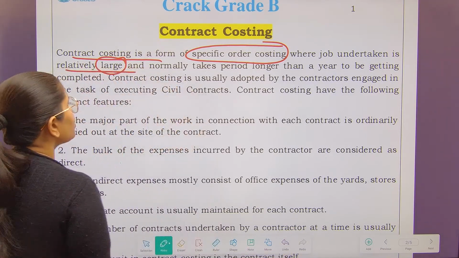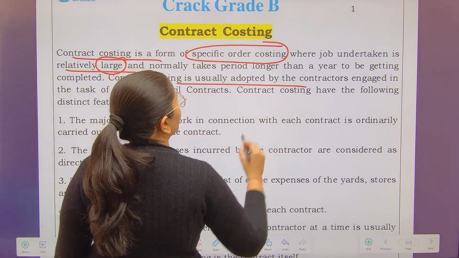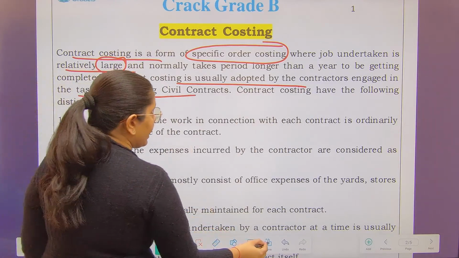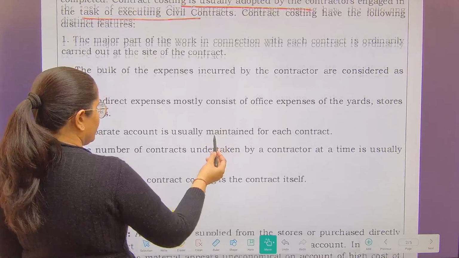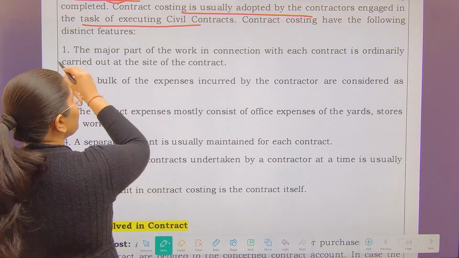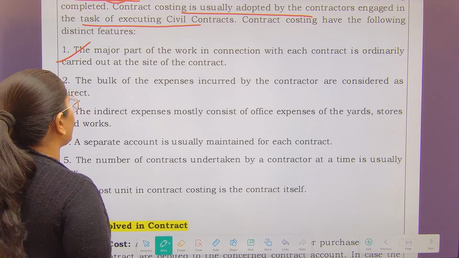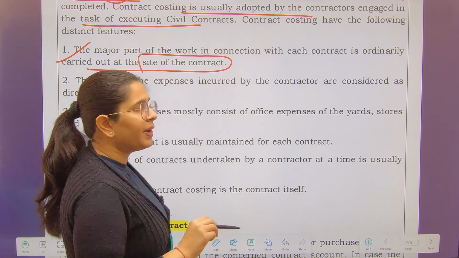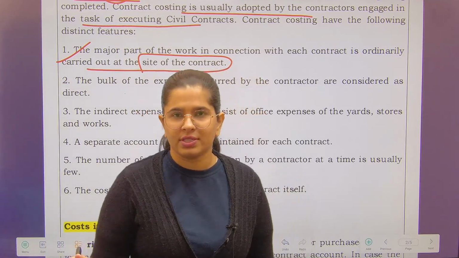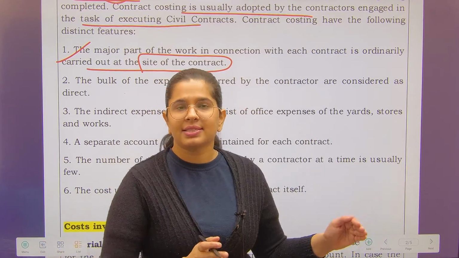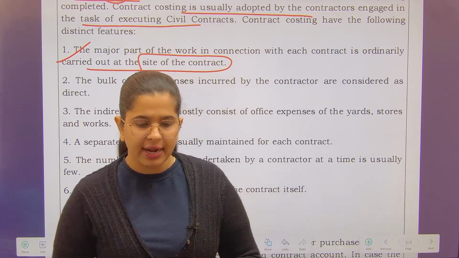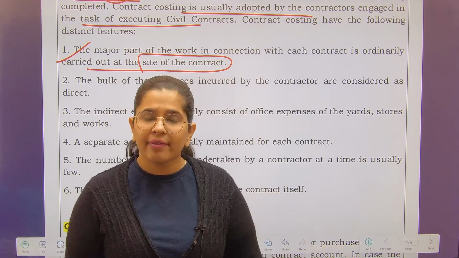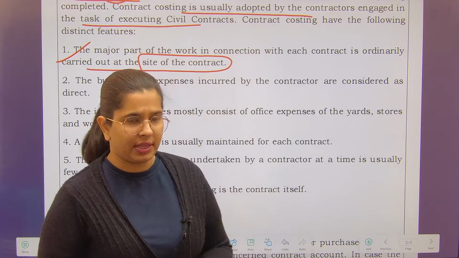Let's see. Contract costing is usually adopted by contractors who are engaged in the task of executing civil contracts. Let's see what the features of contract costing are. The major part of the work in connection with each contract is ordinarily carried out at the site of the contract. Obviously, you cannot build a road while sitting in the office. The road has to be built at its site only. So every contract has a unique site, like a railway bridge or a highway or an overbridge, any kind of thing, correct?